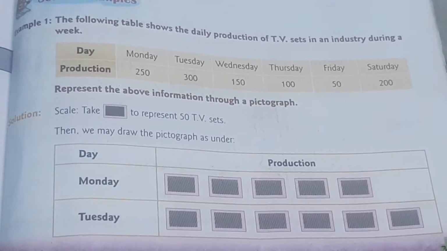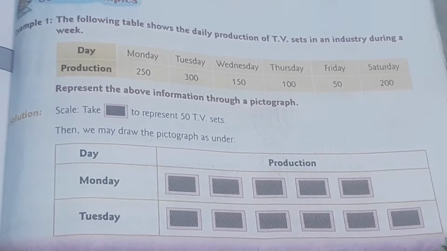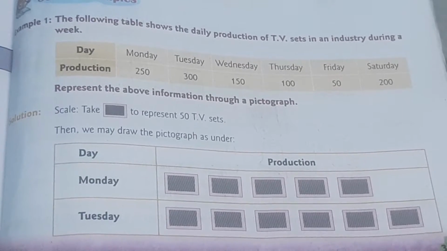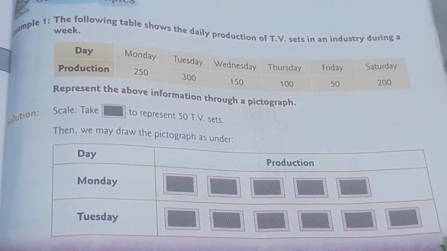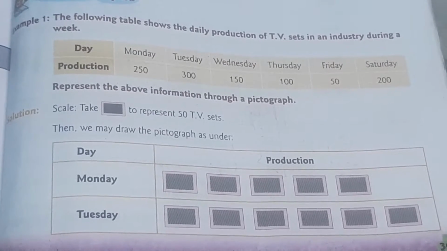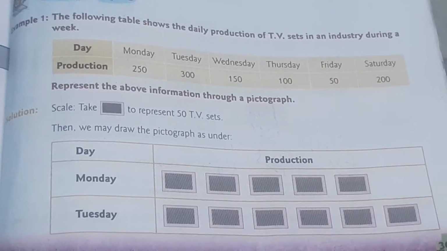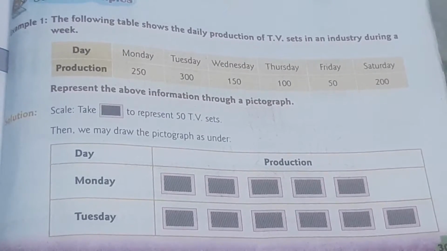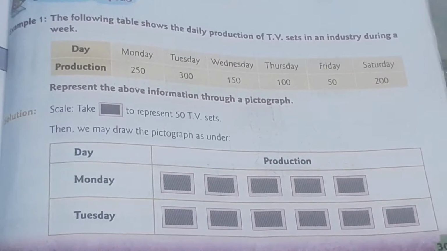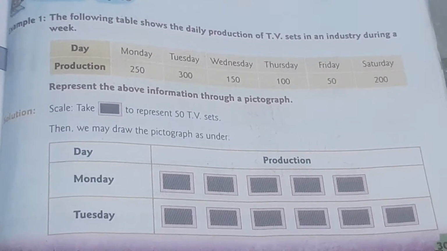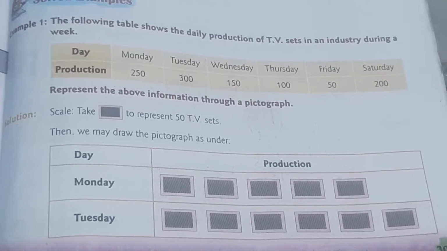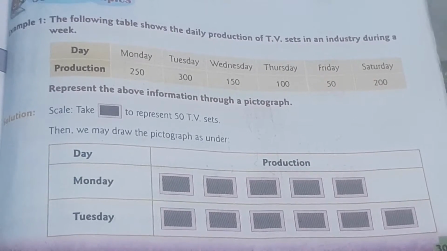Okay, now we'll make a chart with two columns, day and production. Within day we'll write Monday, Tuesday, Wednesday, Thursday, Friday, Saturday, and we'll represent Monday in front of Monday. So on Monday they have a total production of 250 TV sets. Remember, one box represents 50 TV sets. So for 250 we'll draw a total of 5 boxes, like one box represents 50. So 50 plus 50 is 100, 100 plus 50 is 150, 150 plus 50 is 200, and 200 plus 50 comes out to 250.